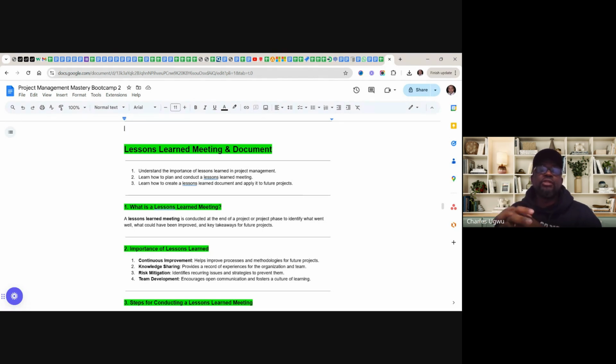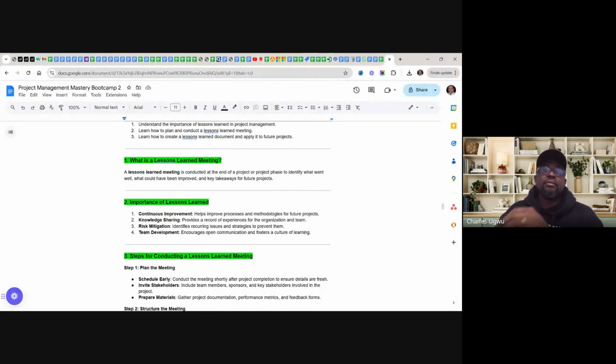So at the end of this lesson, we'll be understanding the importance of lessons learned in project management, learn how to plan and conduct a lessons learned meeting, and learn how to create a lessons learned document and apply it to a future project. So what is this lessons learned all about? What is lessons learned? The lessons learned meeting is conducted at the end of a project or project phase.